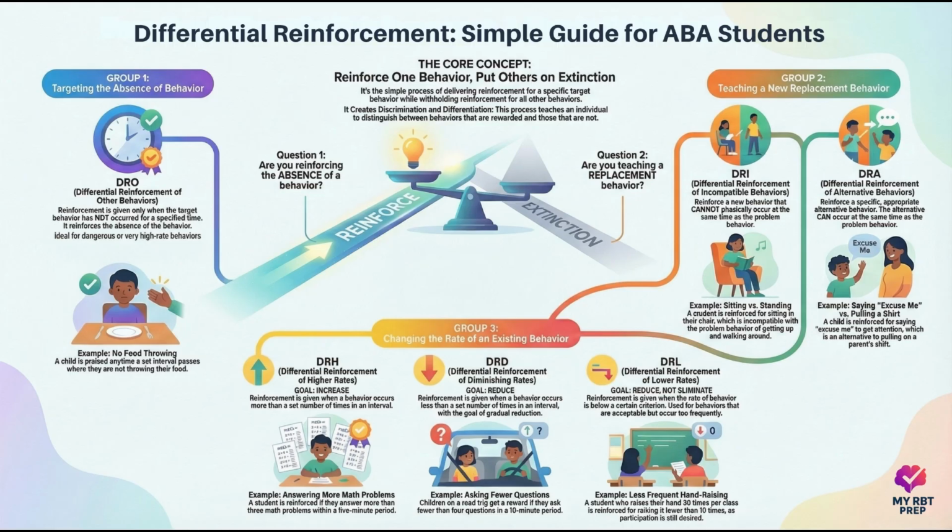DRD, or diminishing rates, is for when you want to gradually reduce a behavior, like asking too many questions, aiming to eventually eliminate the excess. DRL, or lower rates, is subtly different. We like the behavior, like hand raising, but it's happening too much. We don't want to kill the enthusiasm, we just want to space it out. Mastering this slide isn't just about memorizing acronyms, it's about knowing whether you need to stop a behavior, replace it, or just adjust the volume.